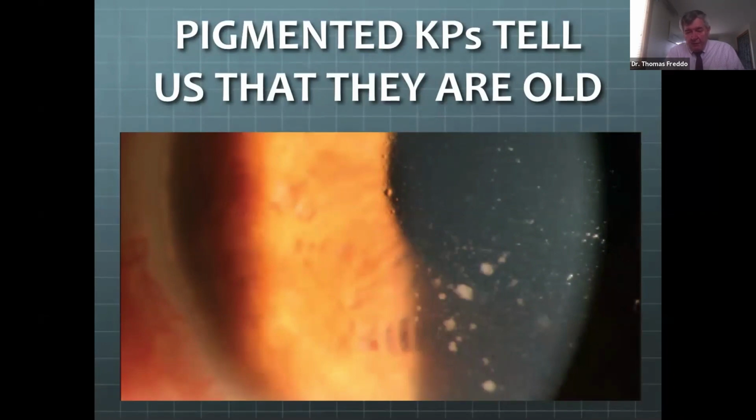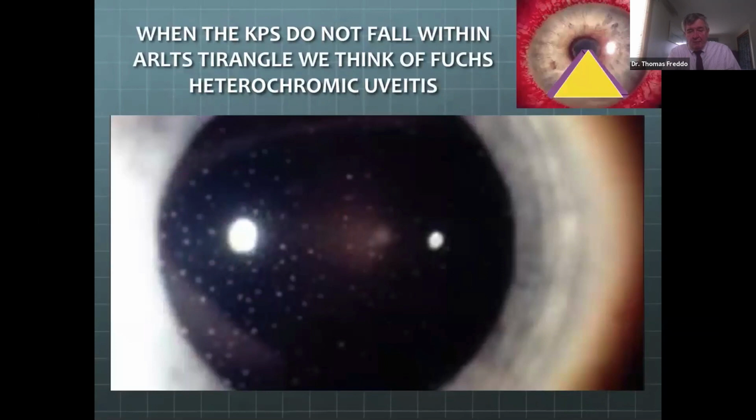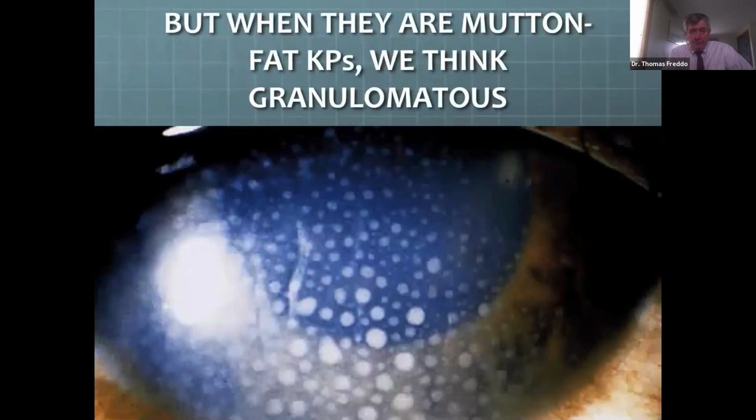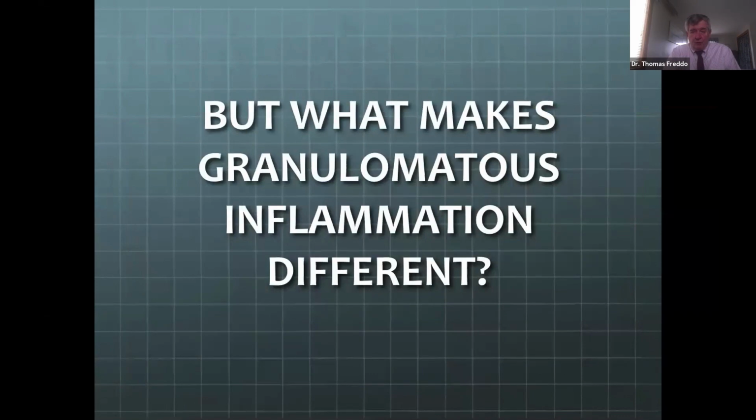These are pigmented KPs, just an example to remind you of what they look like in a recurrent uveitis. This is what is meant by stellate KPs. Notice that they're not star-shaped individually, despite the name stellate. They simply look like stars in the sky, but particularly in Fuchs, the important distinction here is that, as you can see, they are not within Arlt's triangle in terms of their distribution. And finally, when we think of granulomatous, we think of mutton fat KPs. And so off we go to our discussion.